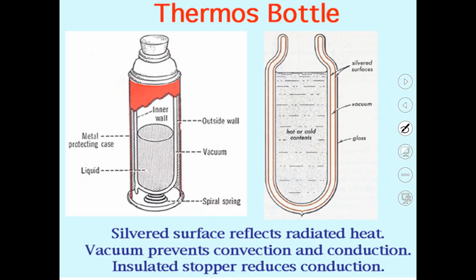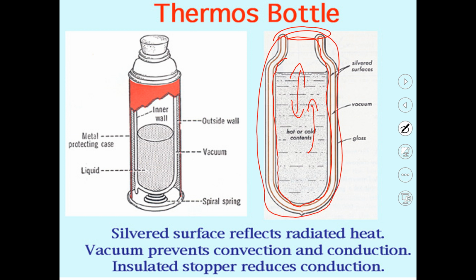Thermos bottles: the silver surface reflects radiant heat, the vacuum prevents convection and conduction, and insulators reduce conduction. Firstly, inside the vacuum flask is shiny metal, and when they close the top, the temperature and heat will be reflected, but it is not moving out of the container. But surrounding the vacuum flask, there is an insulator.